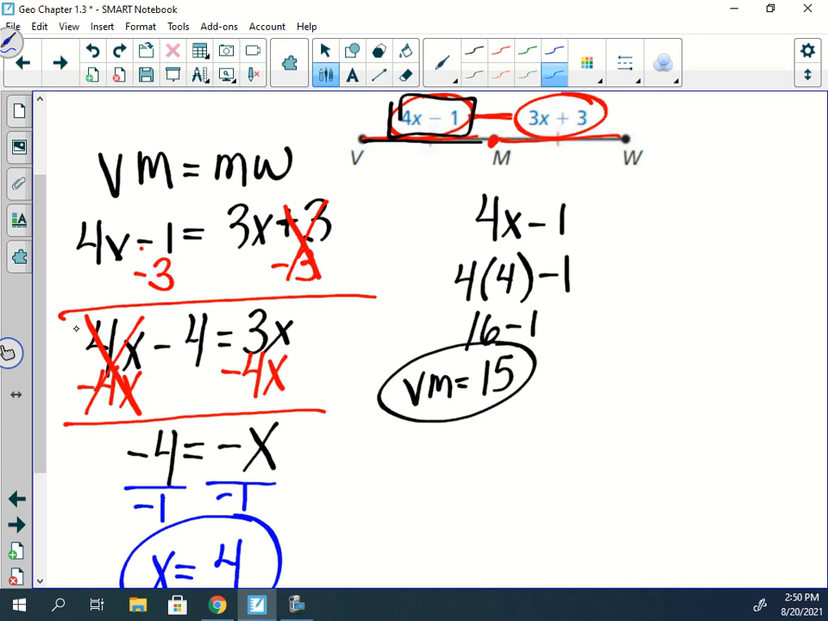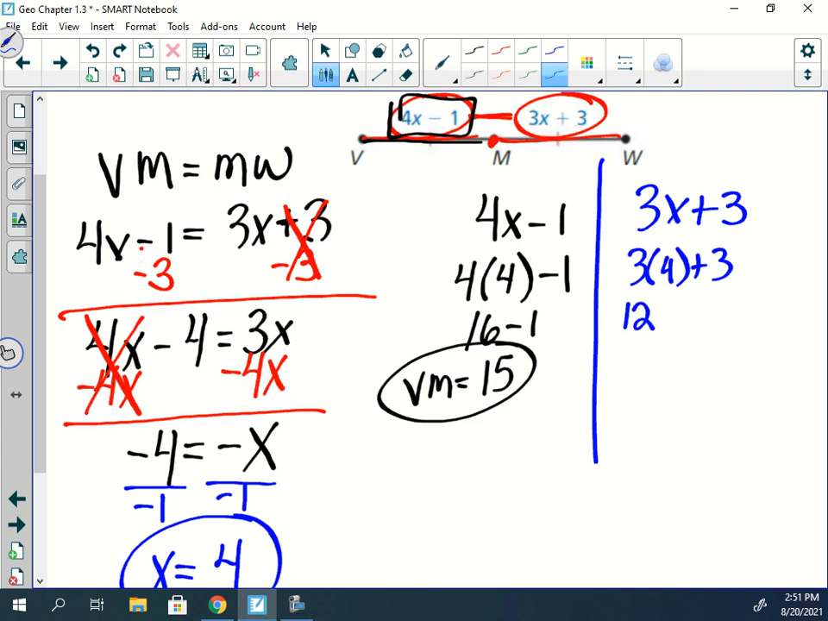So we had to find the value of x to be able to plug it in to find out what the length of the line is. Now, if we use the other one, the 3x plus 3, and plug 4 in, 3 times 4 plus 3 gives us the same thing. Because what do we know about M? M is the midpoint. So both lines will have the same length, and both segments should come out to be 15 when we plug x back in.